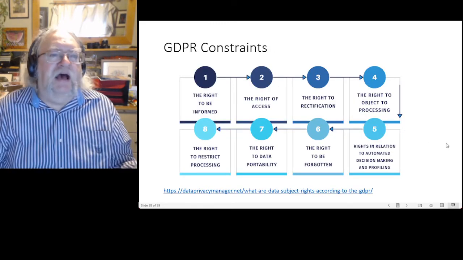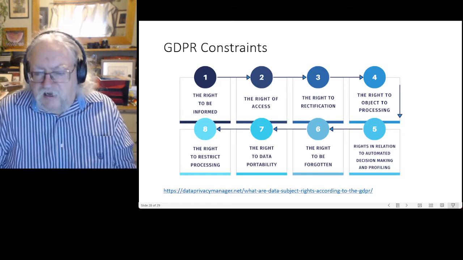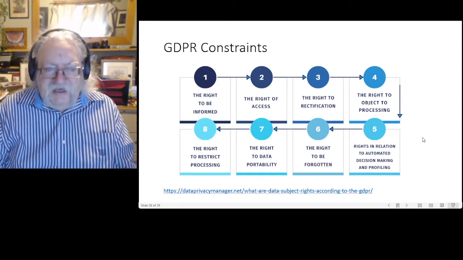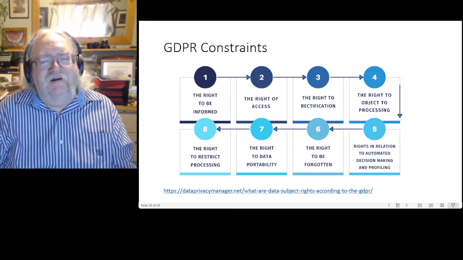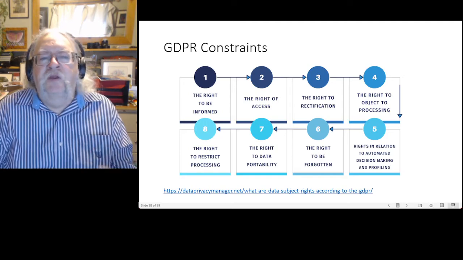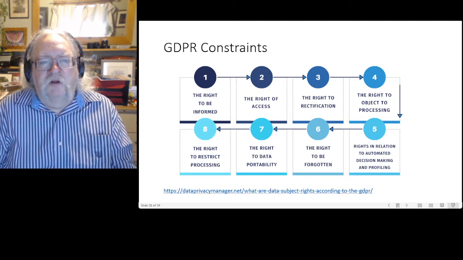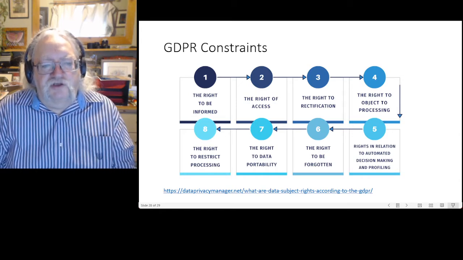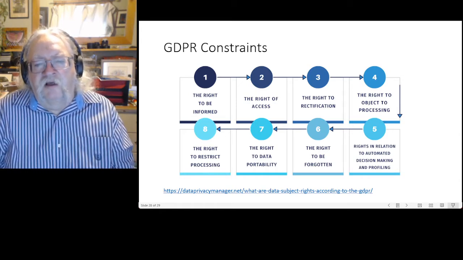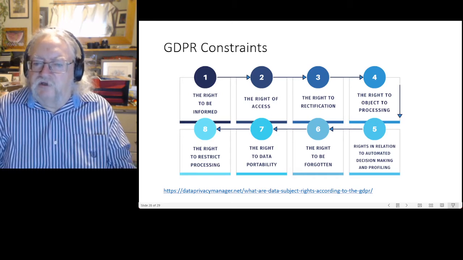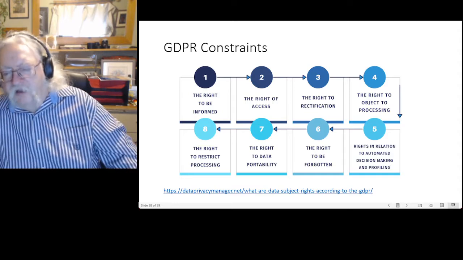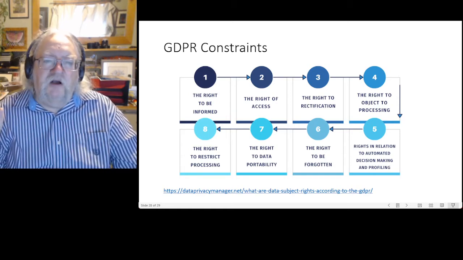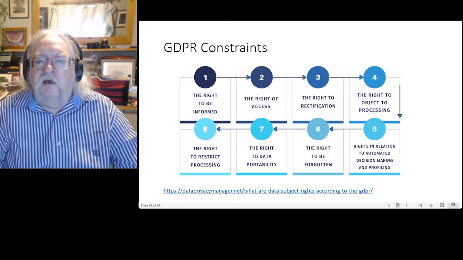In Europe, of course, they have the GDPR, and the GDPR has a direct impact on the application of analytics and AI. Here's a rough 8-stage summary of GDPR. And of course, it's a huge regulation. Things like the right to be informed, the right of access, the right to rectification, the right to object to processing, the right to restrict processing, the right to data portability, the right to be forgotten, and rights in relation to automated decision making and profiling. These are legislative imperatives that need to be followed, which means that some kinds of AI can be performed, some kinds of AI can't be performed.